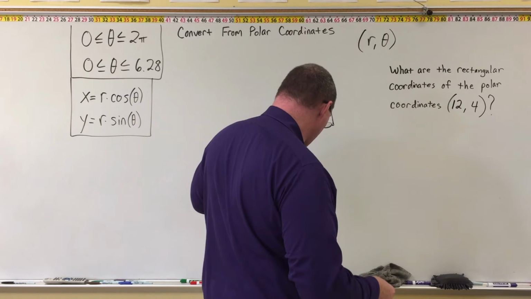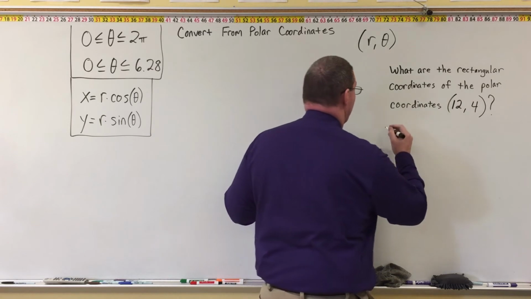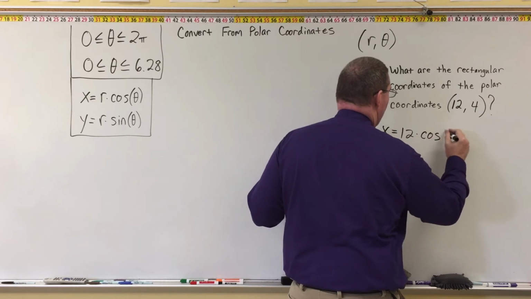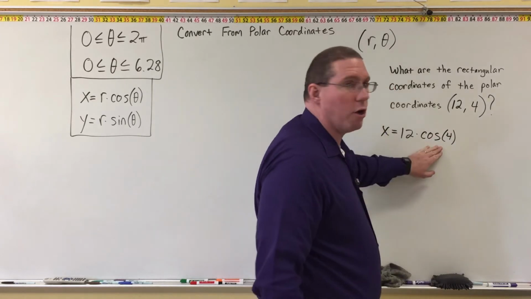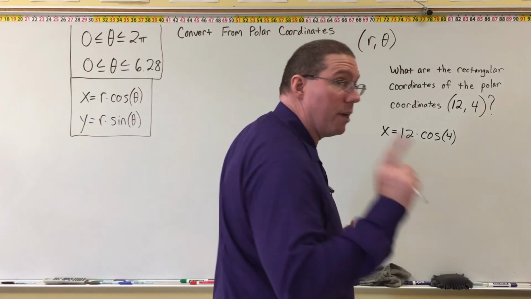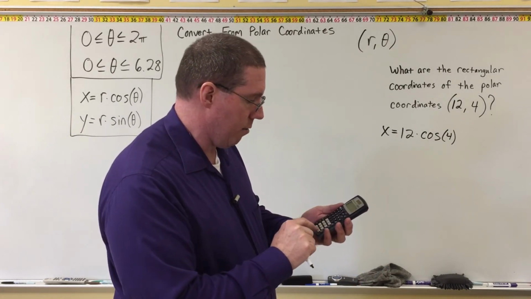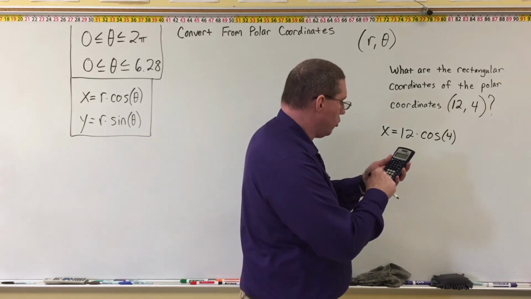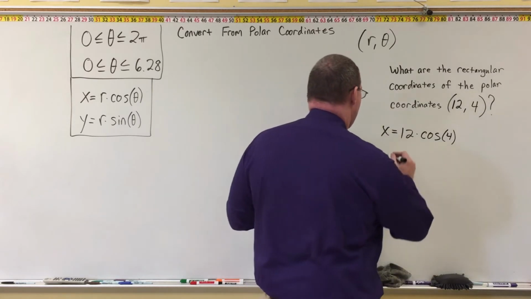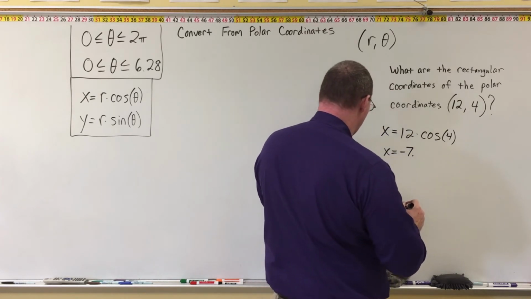And all we have to do is use our formula to convert into rectangular coordinates. So we know that x is going to be equal to the radius, 12, times cosine of 4. Now you may say, well, I don't know what cosine of 4 is. That's why you have a calculator. We are going to use a calculator in radian mode, so you need to make sure that your calculator is set to rad or radians, right? Now we can just key in 12 times cosine of 4, press enter, and here's what we get. We get that x is equal to negative 7.8437.